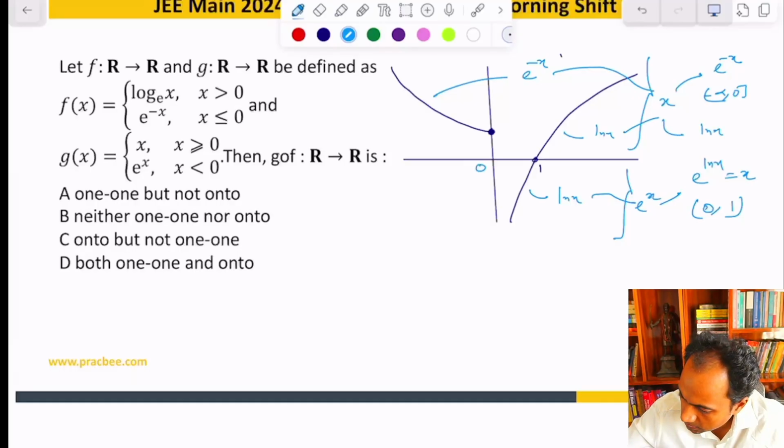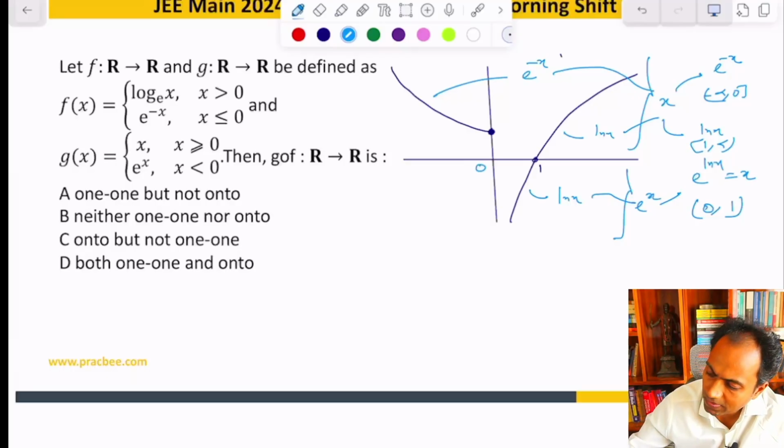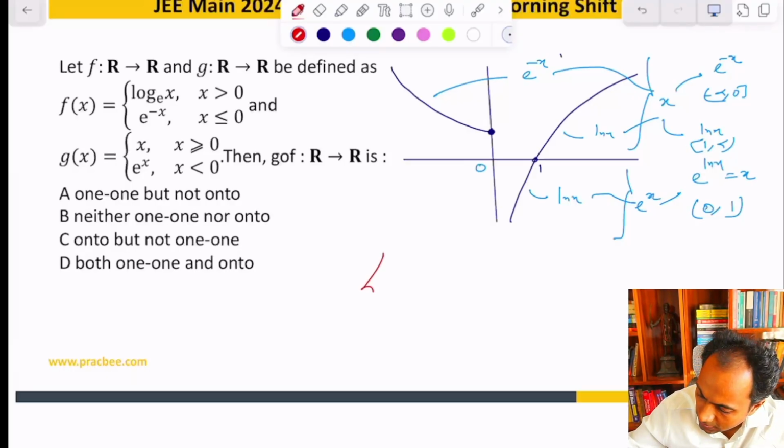The next part, this ln x will ultimately start from 1, go into this function and generate ln x. For what values of x? From 1 to infinity. If I write this function down, how does this function look like? So this function will have 3 parts. The first part will be e raised to the power minus x for values of x smaller than 0.